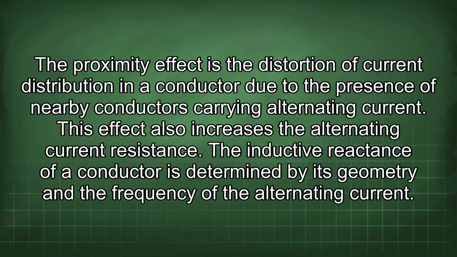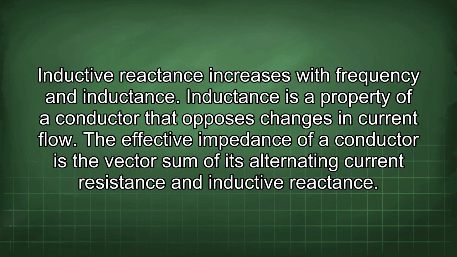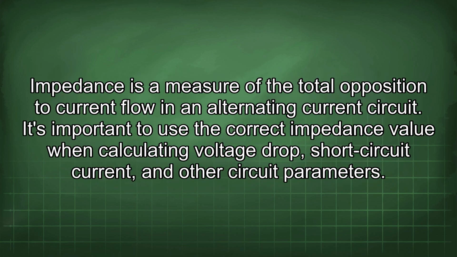The inductive reactance of a conductor is determined by its geometry and the frequency of the alternating current. Inductive reactance increases with frequency and inductance. Inductance is a property of a conductor that opposes changes in current flow. The effective impedance of a conductor is the vector sum of its alternating current resistance and inductive reactance. Impedance is a measure of the total opposition to current flow in an alternating current circuit. It's important to use the correct impedance value when calculating voltage drop, short circuit current, and other circuit parameters.